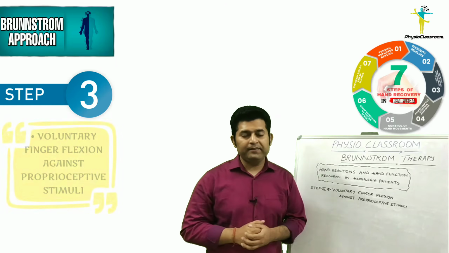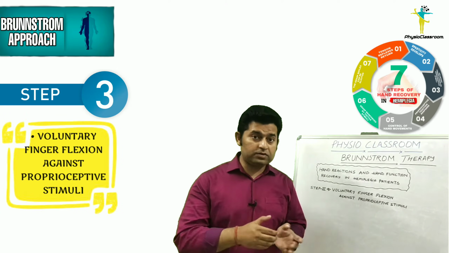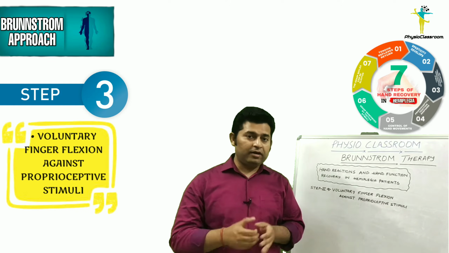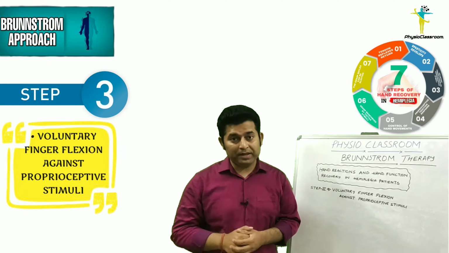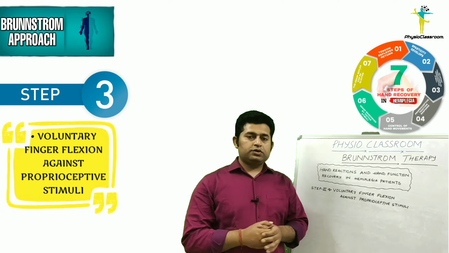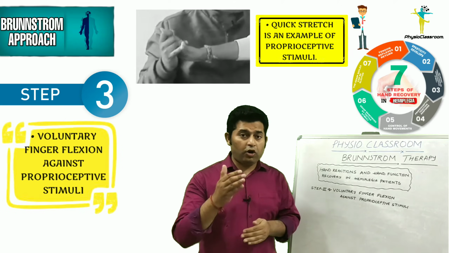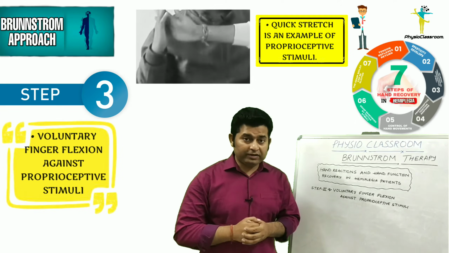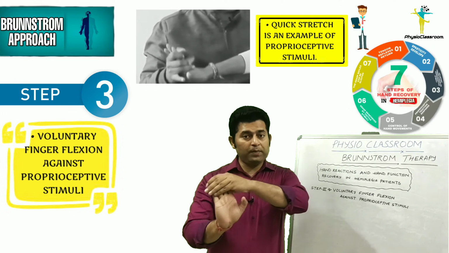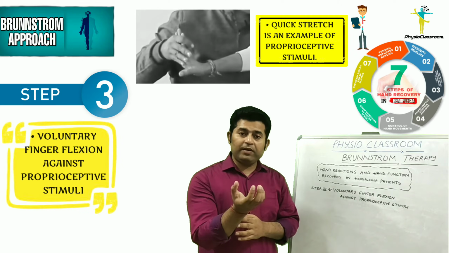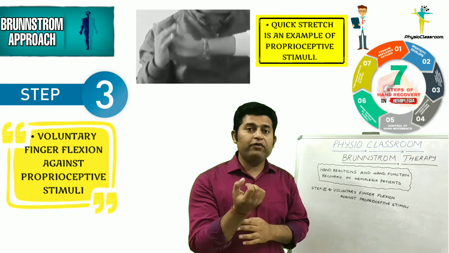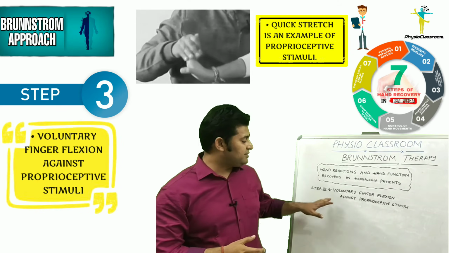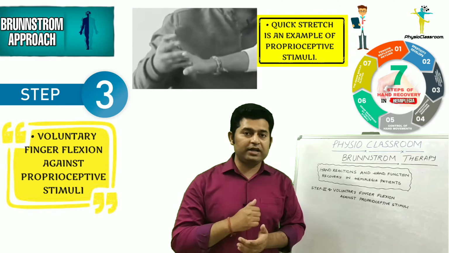In step 3, the hemiplegic patient can now demonstrate voluntary finger flexion only if facilitated with a proprioceptive stimulus like a quick stretch. So in this stage, the patient on his own will not be able to produce any finger flexion movement, but if a therapist gives a quick stretch to the paralytic hand, then the patient will be able to produce a voluntary finger flexion movement. This is the characteristic of step 3 in the hand function restoration.